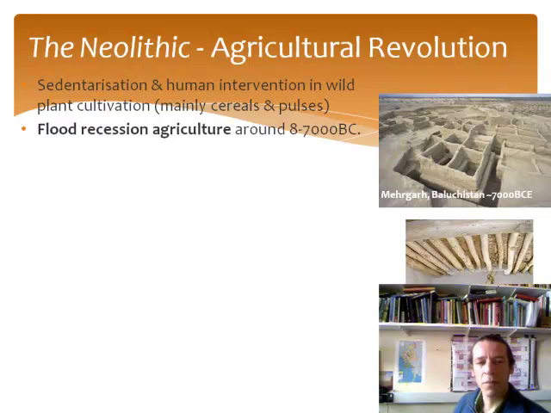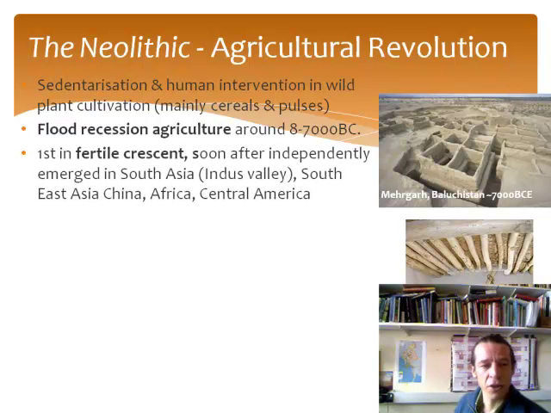By that we mean people deliberately selecting the plants that they prefer, planting them in areas where rivers flood seasonally, and finding that they could produce much more with less labour effort. So that's what we call flood recession agriculture.